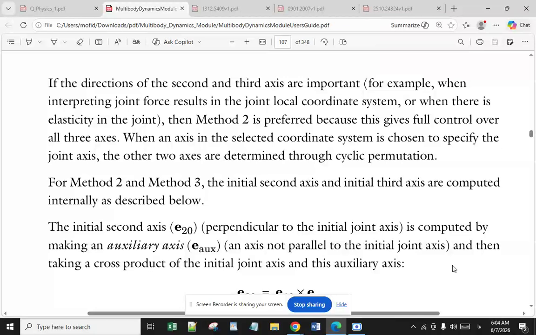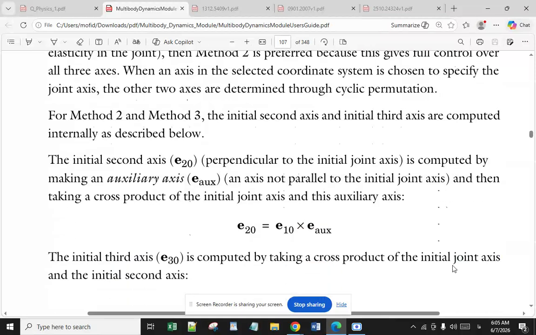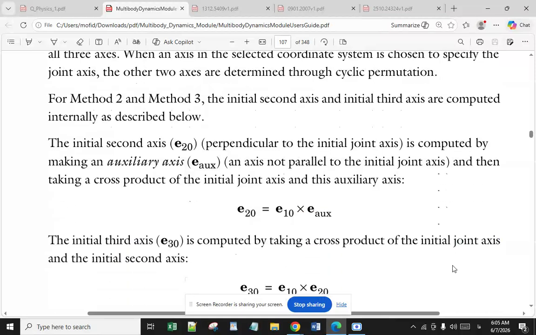When an axis in the selected coordinate system is chosen to specify the joint axis, the other two axes are determined through cyclic permutation. For methods 2 and 3, the initial second axis and initial third axis are computed internally as described below.